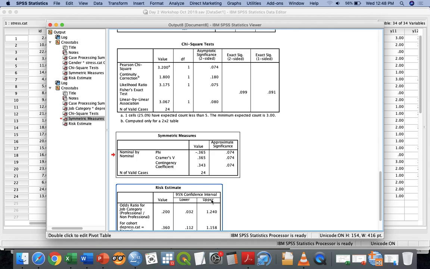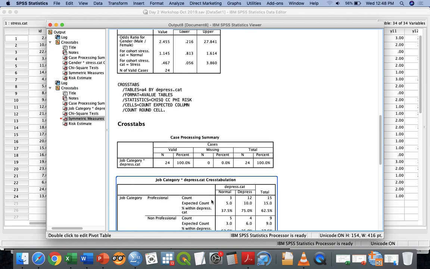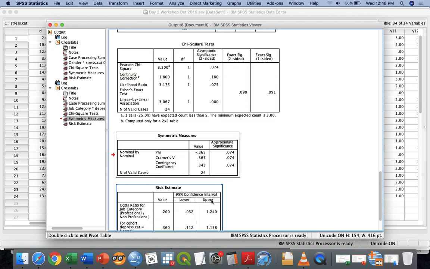It's actually being calculated based on your observed and expected count, based on the formula of the chi-square that's being manipulated and somehow becomes a pseudo R. So the difference between phi and Cramer's V is based on the number of variables, whether it is a 2 by 2 table or a 3 by 2 table. So based on this, it is a 2 by 2 table. Usually 2 by 2 table, if I'm not mistaken.